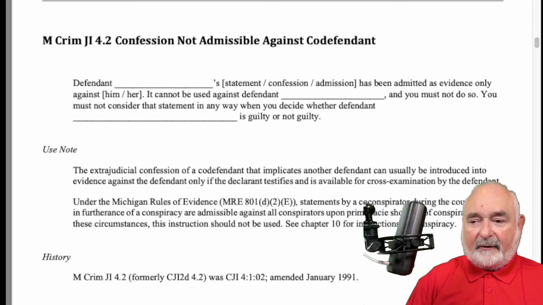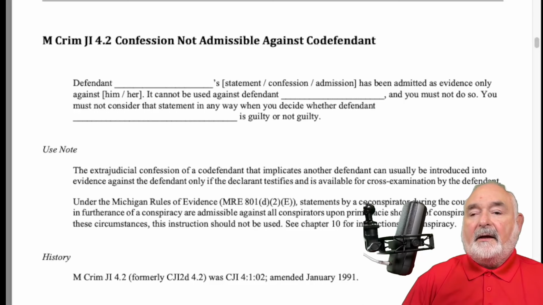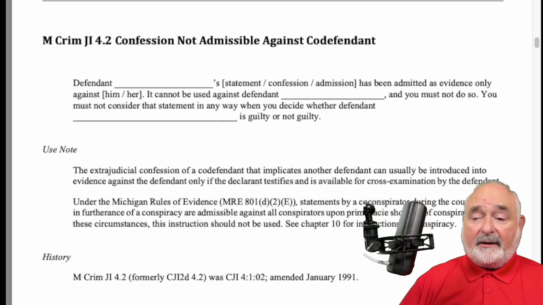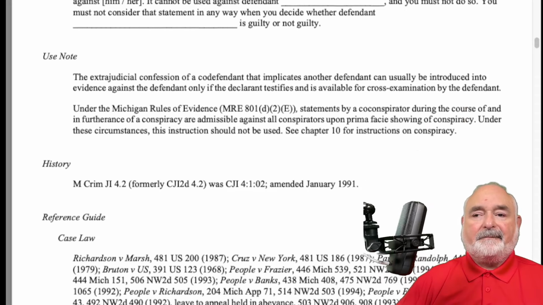That confession, the confession that he made, can't be brought into court and used against the co-defendant. So defendant Jones's statement has been admitted as evidence only against him. It cannot be used against defendant Smith. You must not do so. I mean, that's pretty clear. And the reason you don't want to have that done, even if they were partners in crime, is because every case has to be judged only on the evidence that's applicable to that defendant.